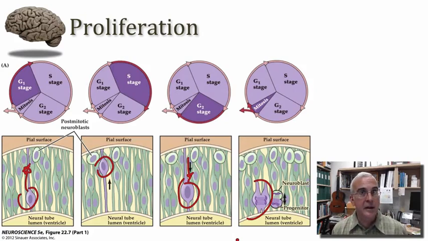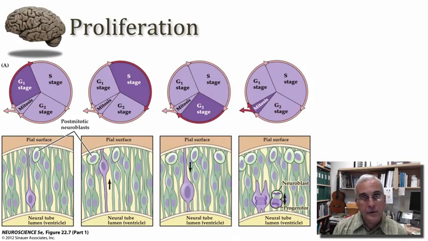And mitosis can happen in a symmetrical way. It can produce two precursor cells that can go through this dance of migrating to the pial surface and back to the luminal surface again, and undergo subsequent cycles of mitosis, producing more daughter cells. Or there can be what's called asymmetrical division. An asymmetrical division produces two different kinds of cells.